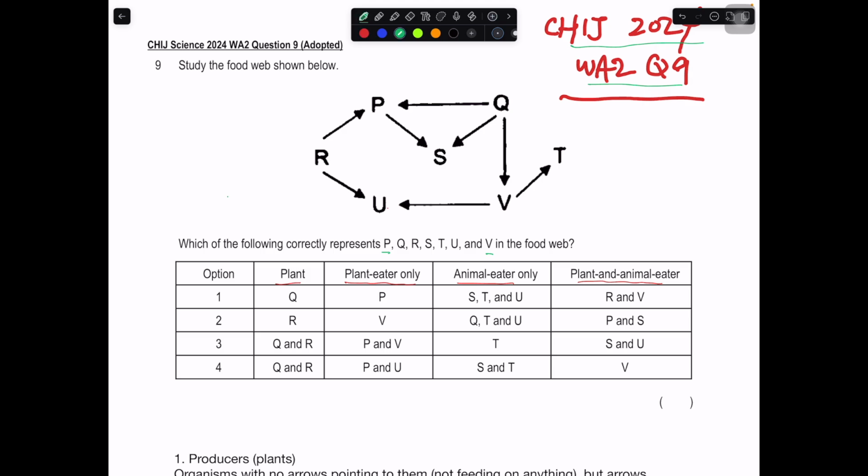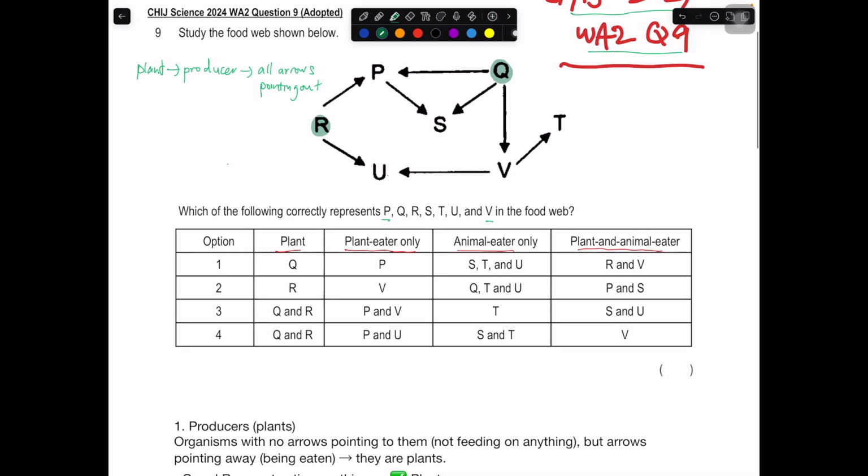So the easiest is to look at the producer, or the plant. Plant is the producer. So all the arrows will be pointing out in the food web. So you take a look. Q is the one with the arrows pointing out. R is also the one with the arrows pointing out. The rest of them have some arrows pointing in, some arrows pointing out, so they cannot be a producer. So Q and R must be the producer.